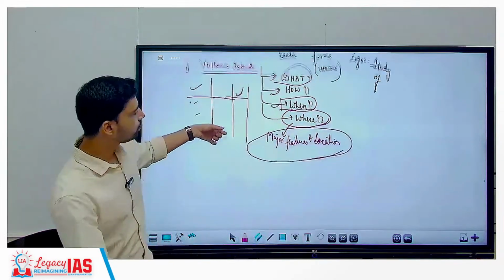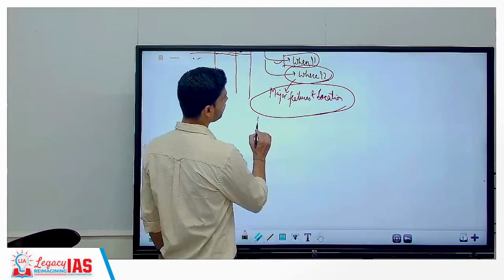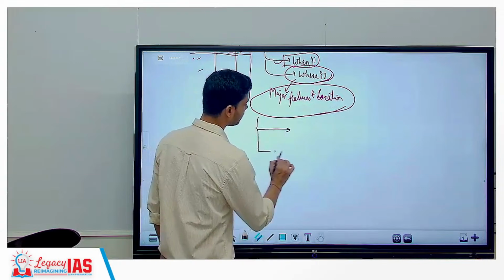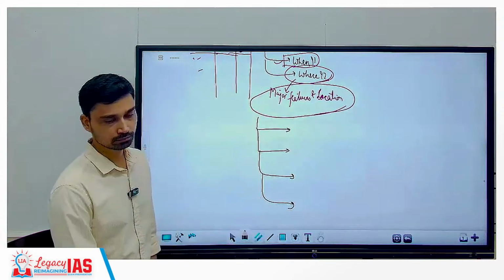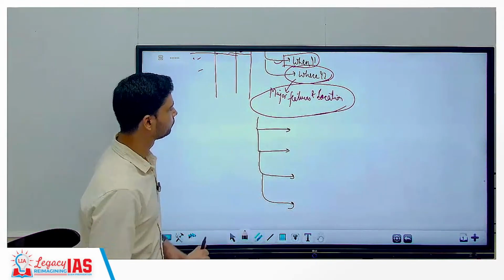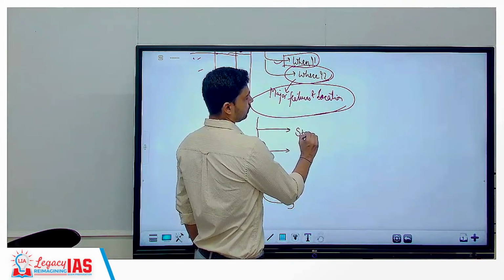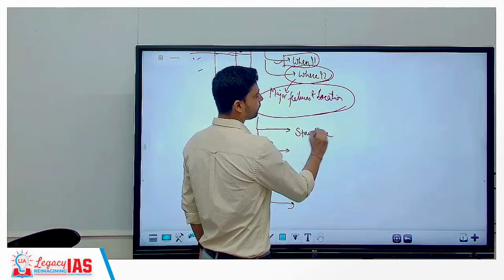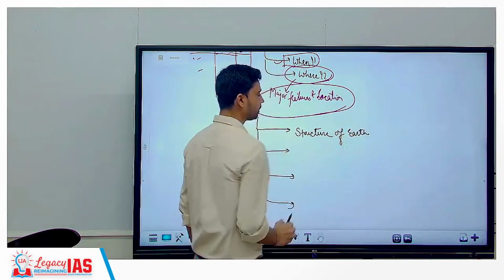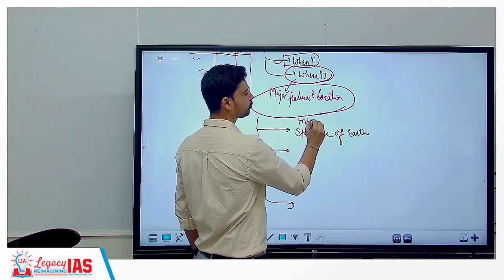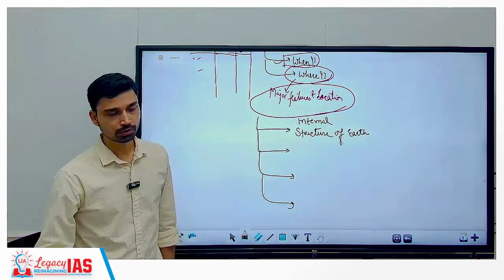Now we can write what topics we will be discussing in the class in geomorphology. Chapter names we can write. Chapters in geomorphology. First, since we are concerned about the earth here, we have to know about the structure of the earth. That is the first topic. More precisely, you can write: internal structure of earth.